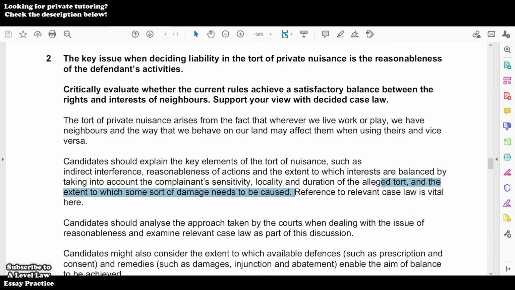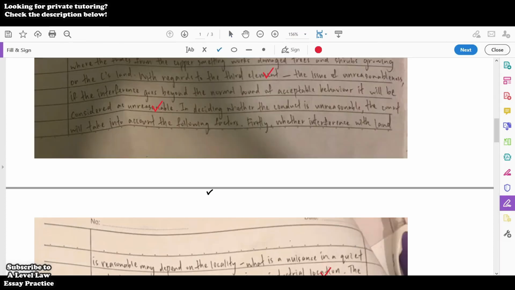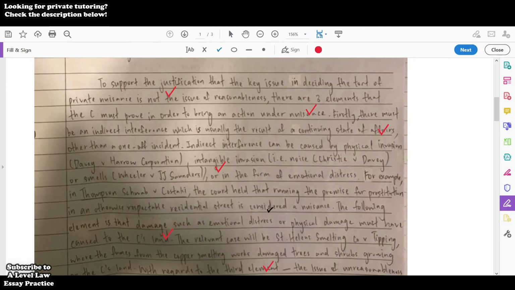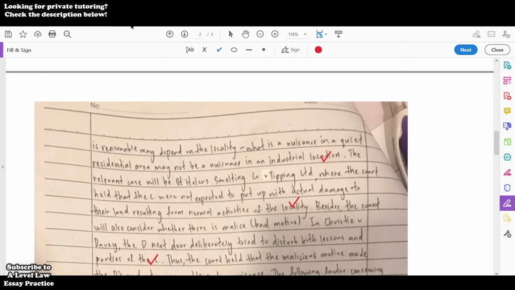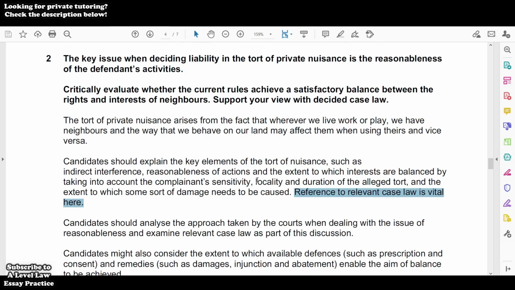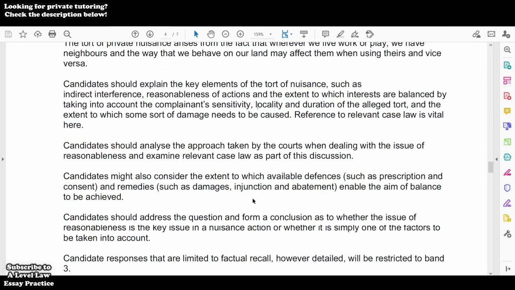And also with reference to case law, which is vital here, the student again did reference vital case law when talking about the 3 different elements, or requirements, under private nuisance. Next one. Candidates should analyze the approach taken by the courts when dealing with the issue of reasonableness and examine relevant case law as part of this discussion. No issue there. The student did put it there.